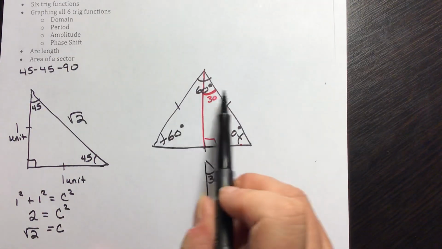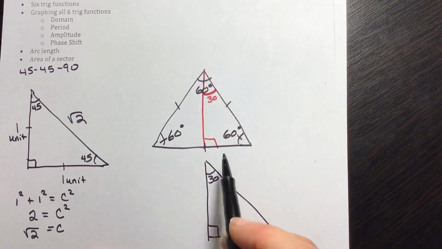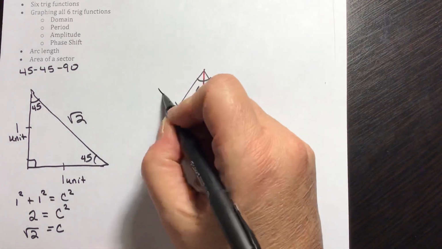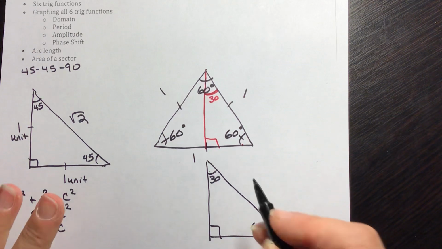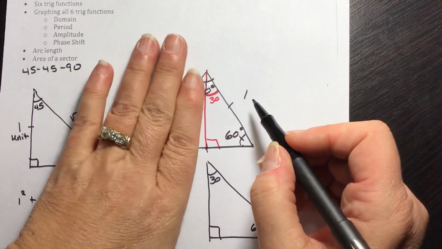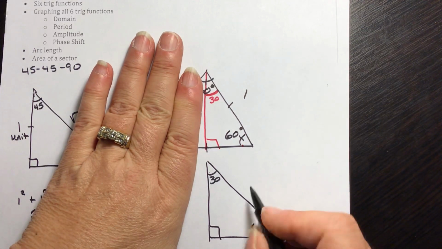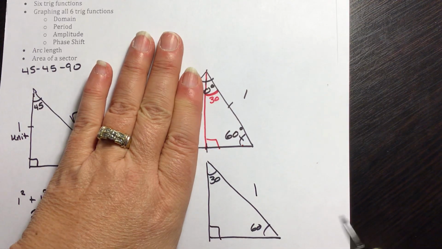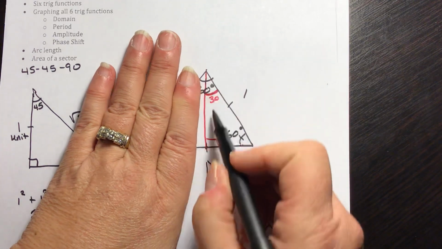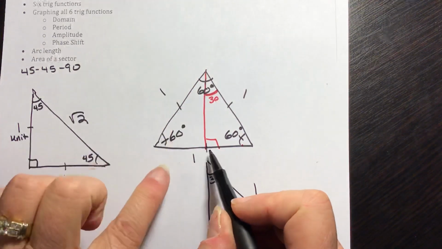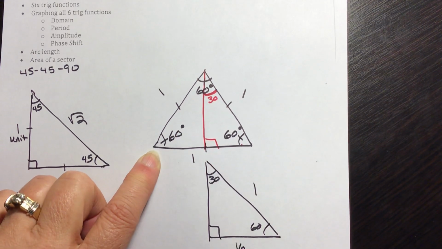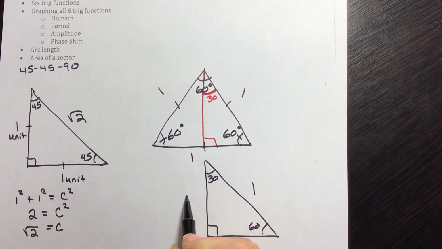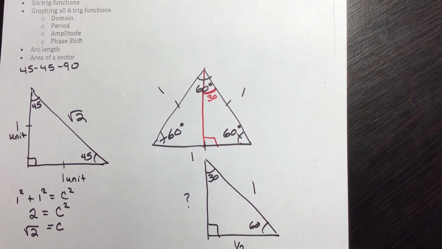Now, if each of these sides is the same, then these lengths of the big triangle are length 1. So this side of this triangle is length 1. This side, because I dropped a perpendicular bisector, also bisects this segment, so this side would be 1/2, and I don't know the length of this side yet.